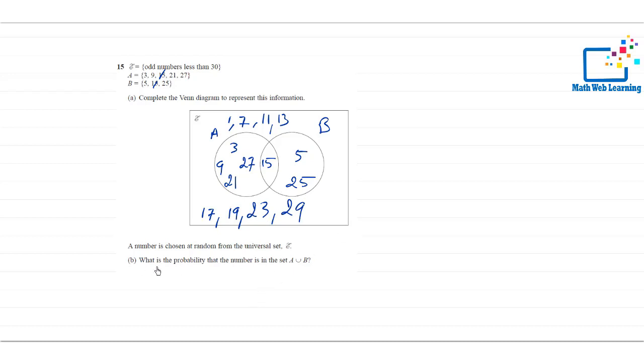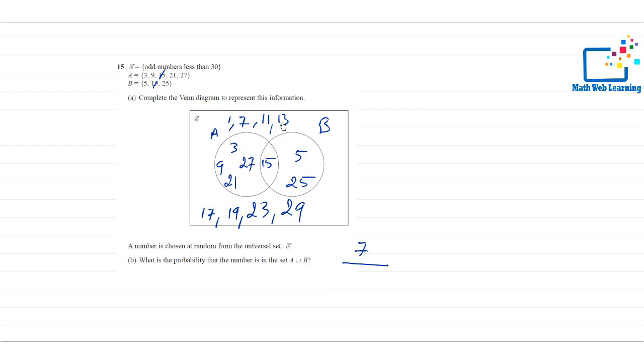All right, now question B, the probability that a number is in the set A union B. We pick a number at random. What is the probability that the number is in this set? The set A union B is all of this inside these two circles. So how many numbers do we have? 1, 2, 3, 4, 5, 6, 7. So the probability is going to be 7 out of how many numbers in the universal set? It's 15.